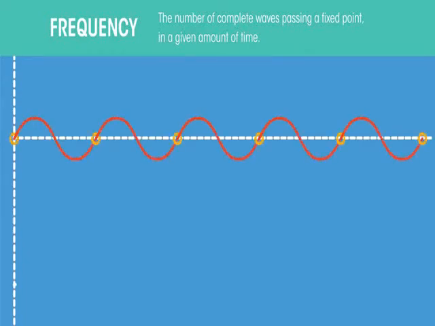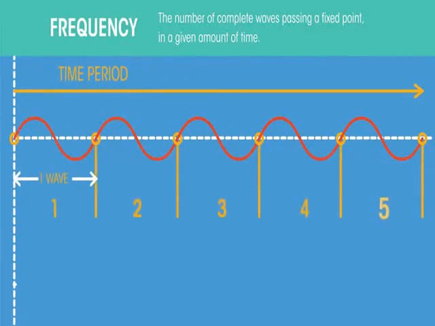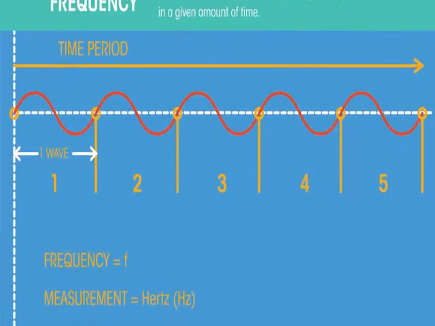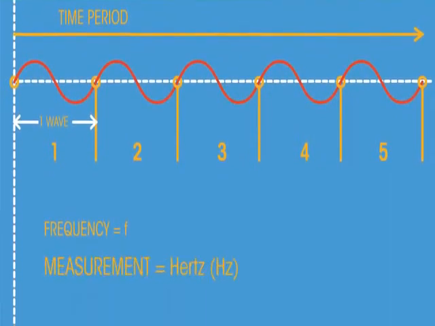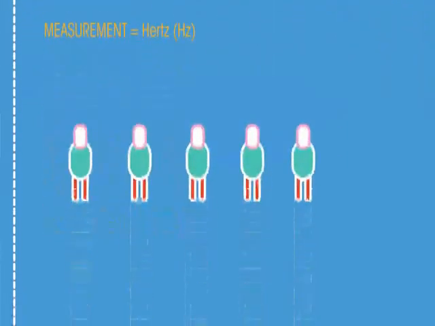Now let's start with frequency. Number 4. Frequency is the number of complete waves produced from the source in one second. Frequency can be determined as the number of complete waves over time in seconds. The symbol of frequency is f, and the measurement unit of frequency is hertz.